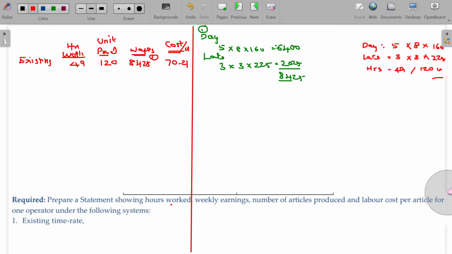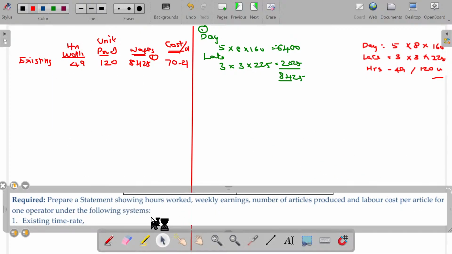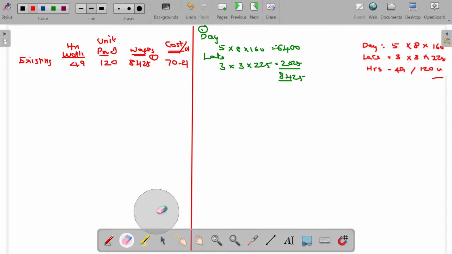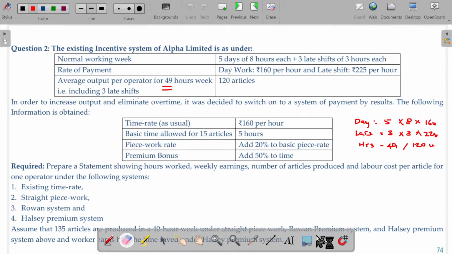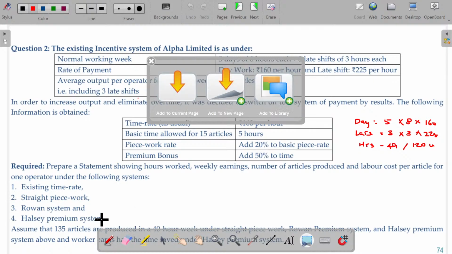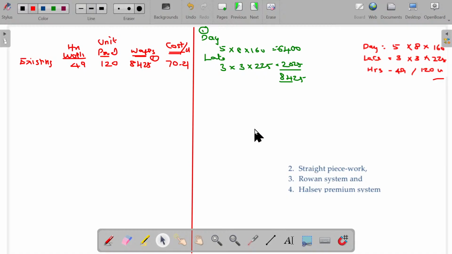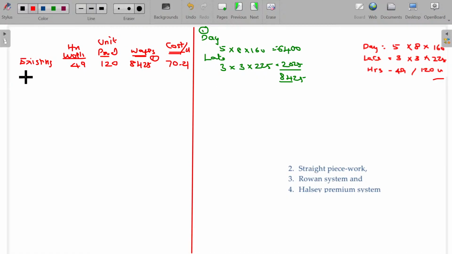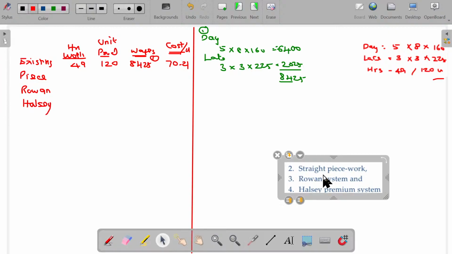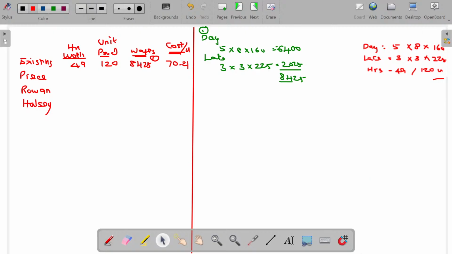Is that clear? It's a straightforward question. No confusions. Apart from that, you are supposed to work out these methods also. What are they? Straight piece rate system or piecework. Another one is Rowan system. Another one is Halsey plan. We have to complete these models also. Is that okay? Find out the hours worked, units produced, wages and cost per unit under the other 3 models recommended.